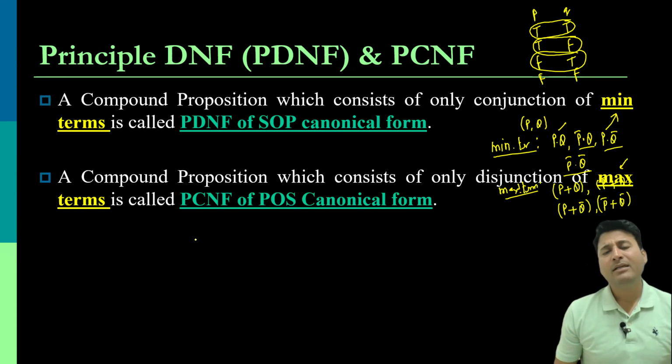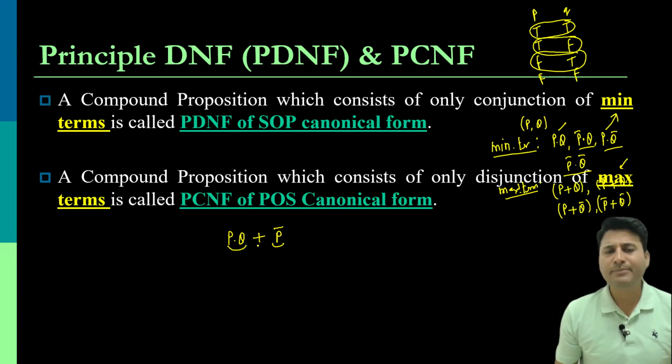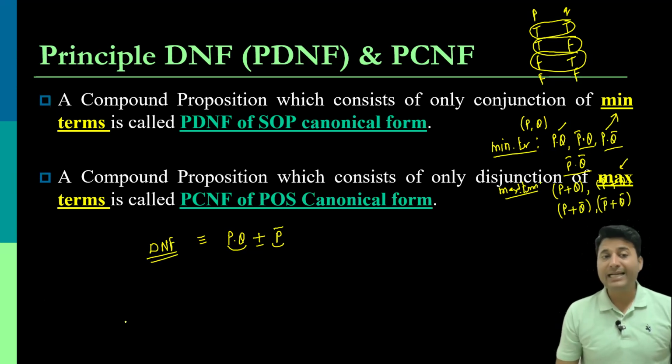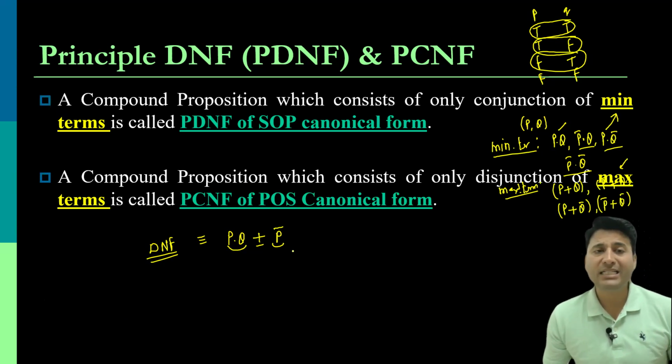For example, if I can have one standard normal form in two variable, which is PQ plus P complement. So can I say it is DNF? Yes, this is a product, and this is sum. So we can say it is DNF or disjunctive normal form. But can I say it is PDNF? Is it principal disjunctive normal form? So the answer is no.